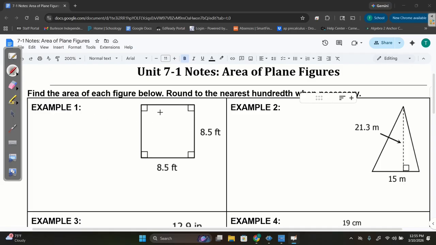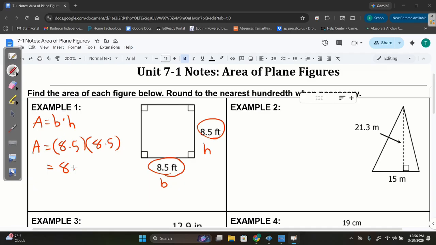Example 1, I have a square. Now, the formula for an area of the square is as simple as it gets. Base times height. The base is what my square sits on. The height is the height of the square. All I got to do is plug in the values I have to where they go in the formula. So I would say the area is equal to base is 8.5 times height, which is 8.5.